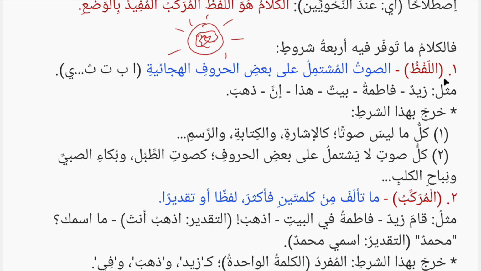So lafz, what is excluded when we say lafz? خرج بهذا الشرط. When we say lafz, this excludes two things. The first thing that's excluded in this definition is كل ما ليس صوتا. Everything that does not have a sound is excluded when we say lafz, because we're including everything which has a sound. So anything which does not have a sound is excluded, even if it's meaningful, such as ishara, gestures, wal kitaba, writing, wal rasm, drawing.